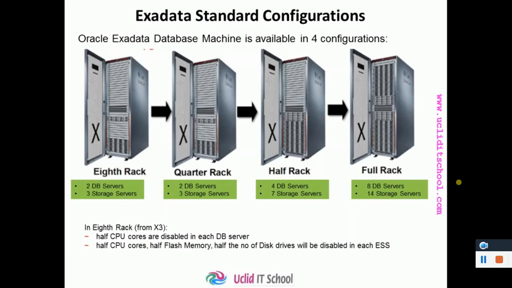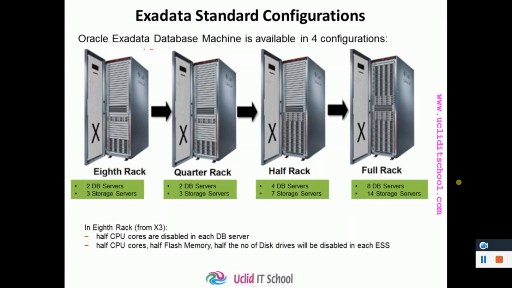So in the initial days, till X4 actually, not even initial days, till recently, till X4, this Exadata is available in 4 configurations: 8th rack configuration, quarter rack, half rack, full rack. So the difference is mentioned in this slide. The difference is the number of servers in each rack.